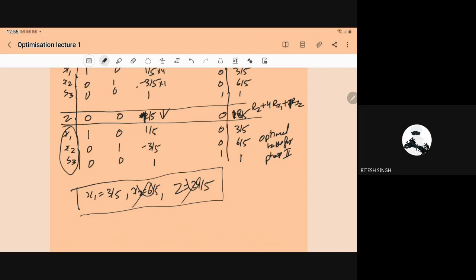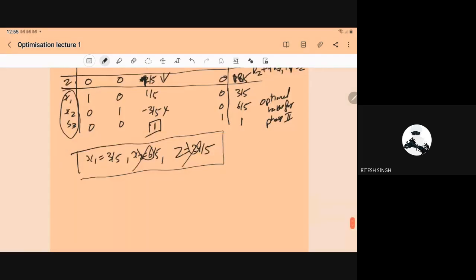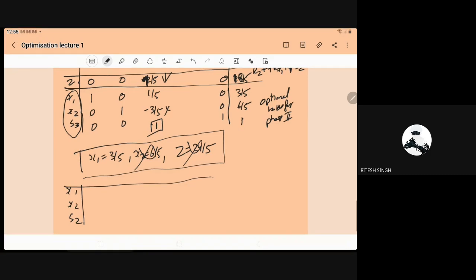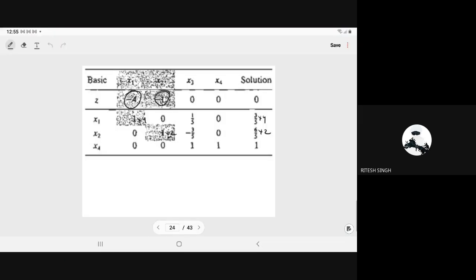So we take the ratio 3 by 5 upon 1 by 5. That is 3. This ratio is not possible. 1 upon 1, that is 1. So it is your pivot element. When it is the pivot element, then it will become x1, x2, and here it will become S2. As you make this S2, then you will get this table.